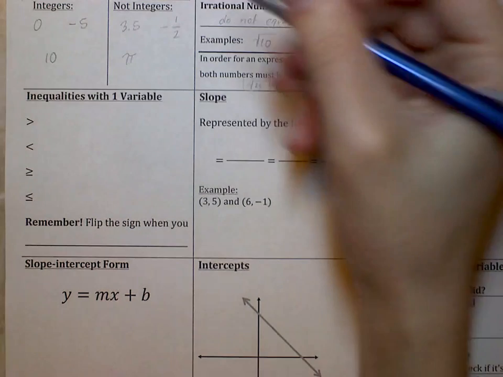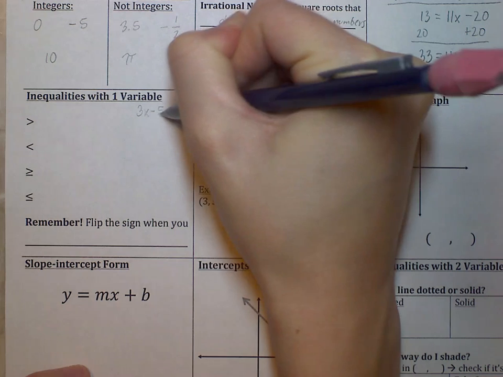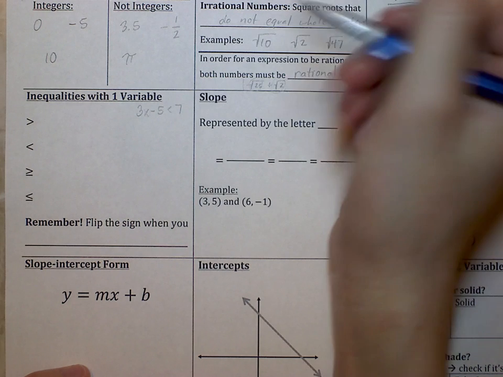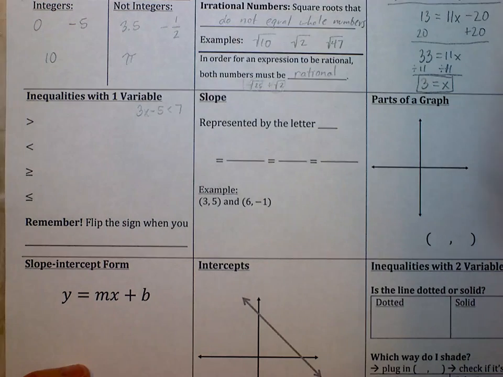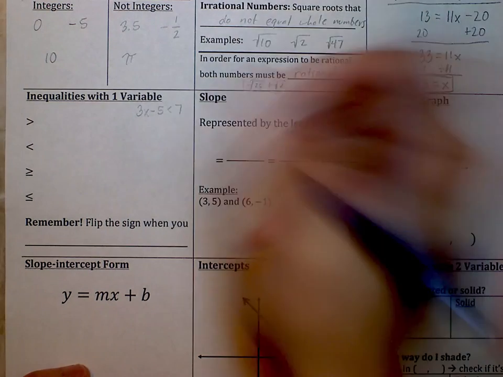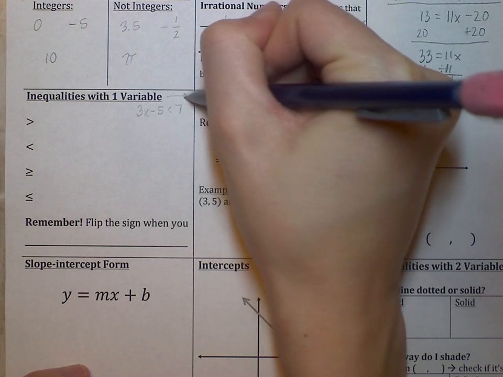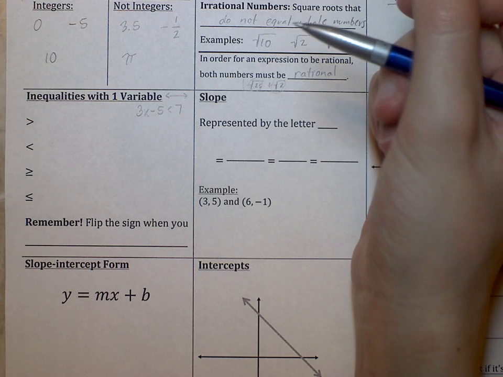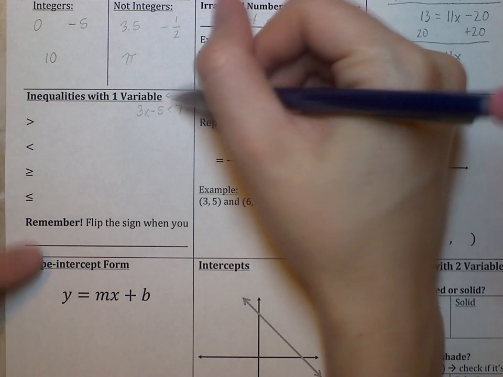Inequalities with one variable. These are inequalities like this: 3x minus 5 is less than 7, right? There's just one variable here, just the x. This is not a variable that you would graph on a graph like this. You would just solve it, and then you would graph it on a number line. I think what would be most helpful here is just remembering what these signs mean and what kind of graphs they result in.